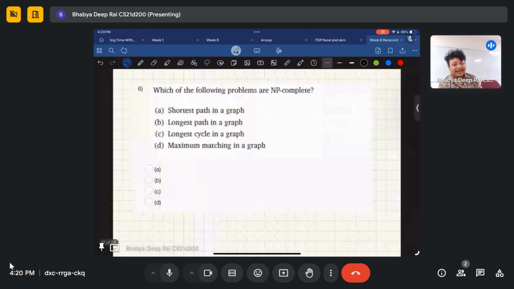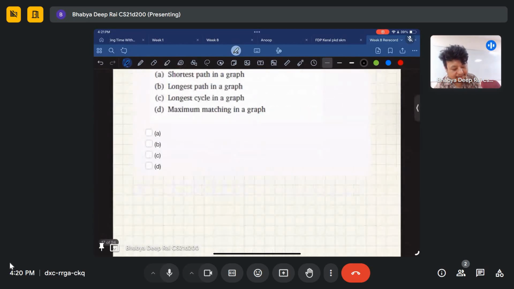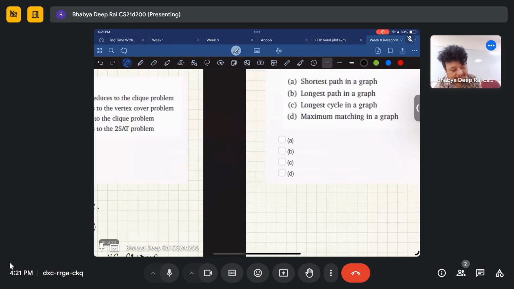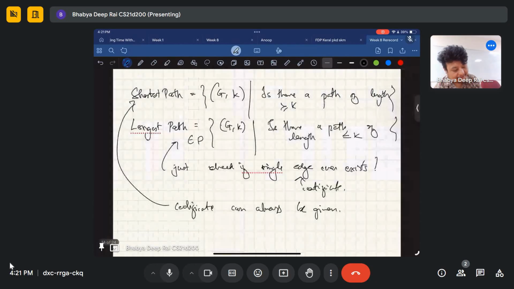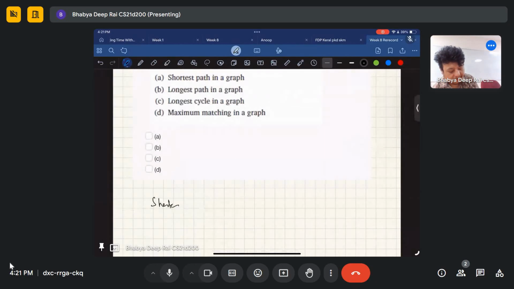Which of the following problems are NP? We already saw this, right? Longest path, shortest path, done. Okay, wait. Shortest path is which one? Shortest path is NP complete. Longest path is very trivial. It is in P, so it cannot be NP complete.